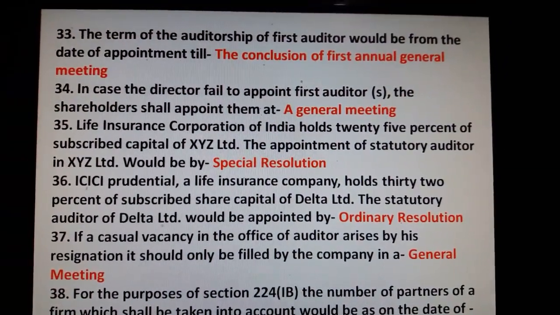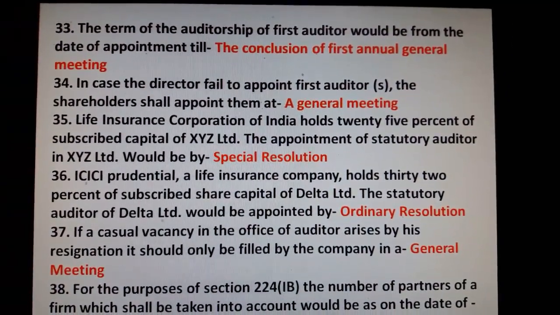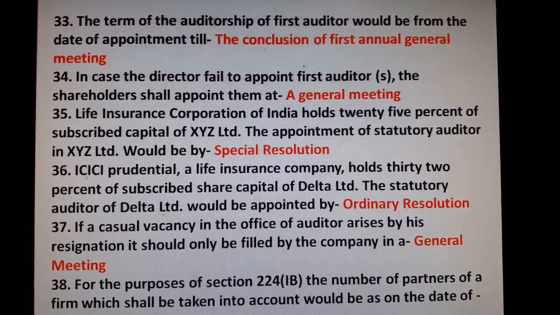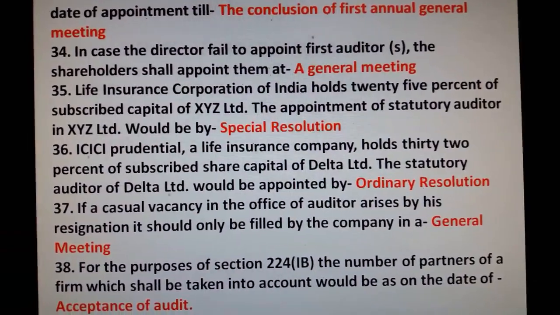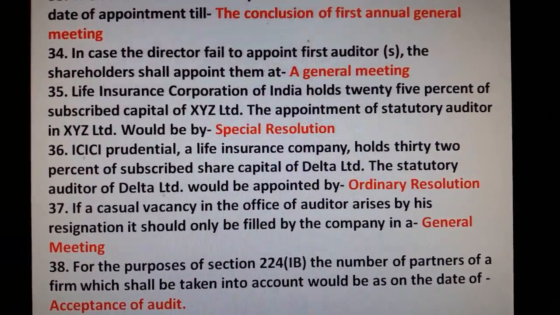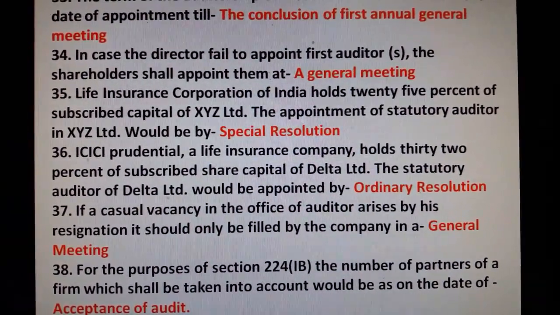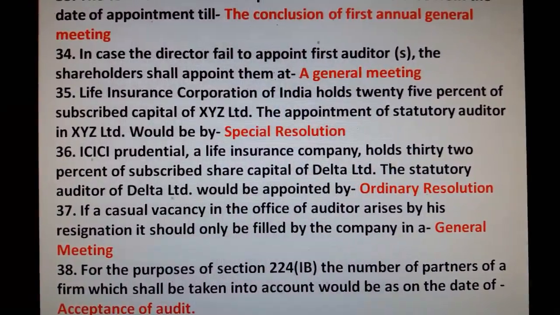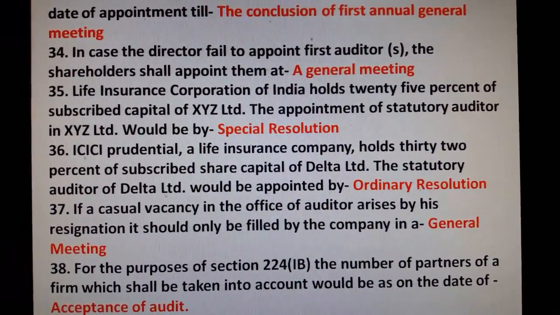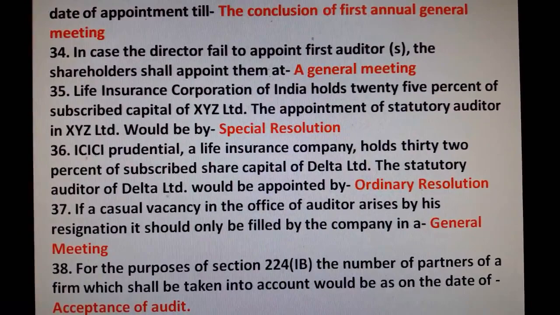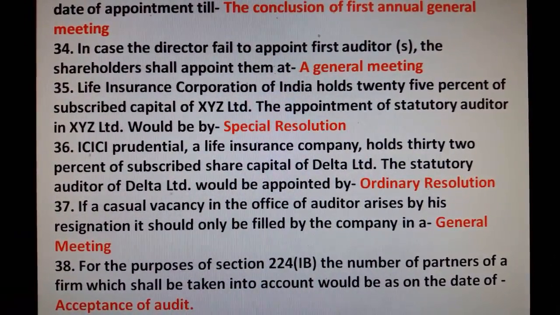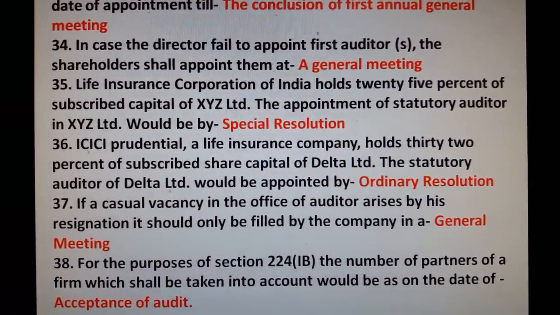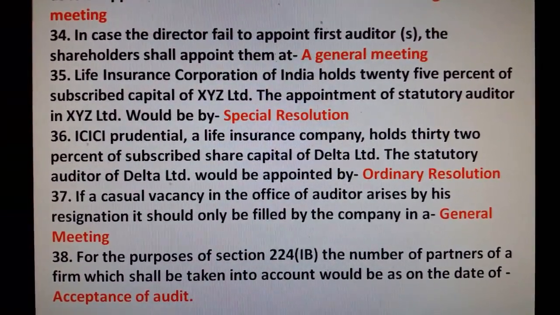Question number 33. The term of auditorship of first auditor would be from the date of appointment till the conclusion of first annual general meeting. In case the directors fail to appoint first auditors, the shareholders shall appoint them in a general meeting. Life Insurance Corporation of India holds 25% of subscribed capital of XYZ Limited. The appointment of statutory auditor in XYZ Limited would be by special resolution.